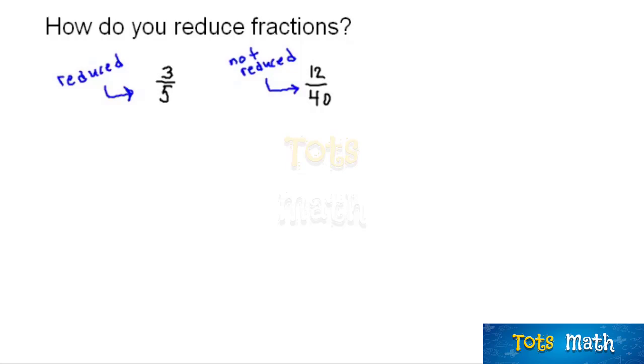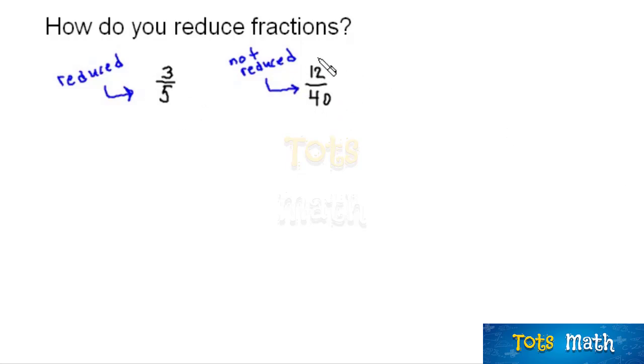How do you reduce fractions? Well, before I show you how to reduce fractions, let's talk about what it means to be a reduced fraction. A fraction is reduced if the numerator, in this case 3, and the denominator, which is 5, have no common factors apart from the number 1. And there is no number that I can divide into 3 and into 5. So this fraction is reduced.